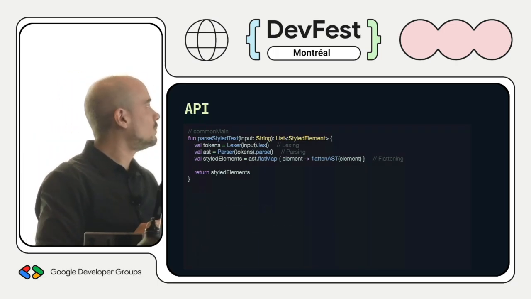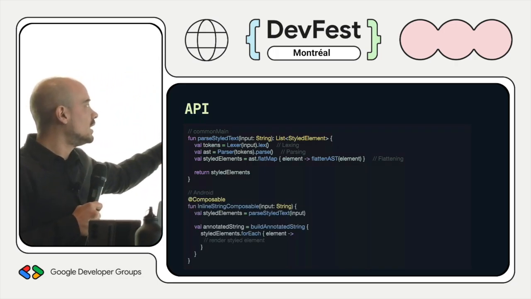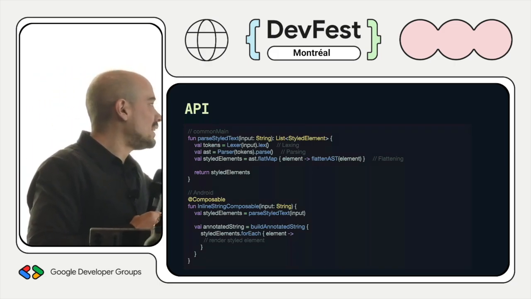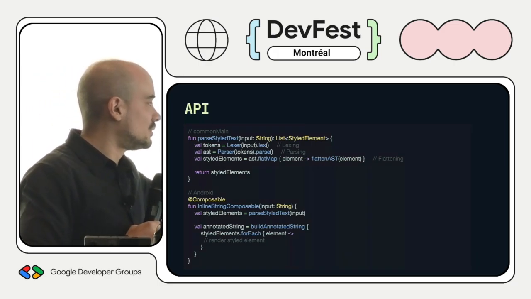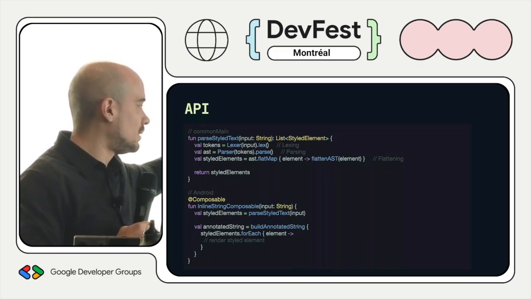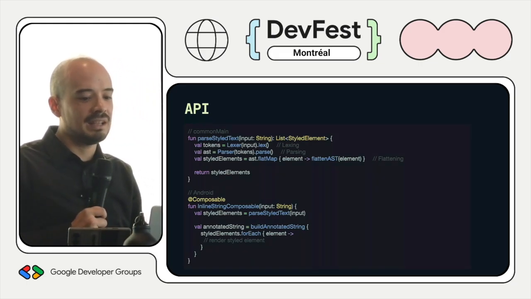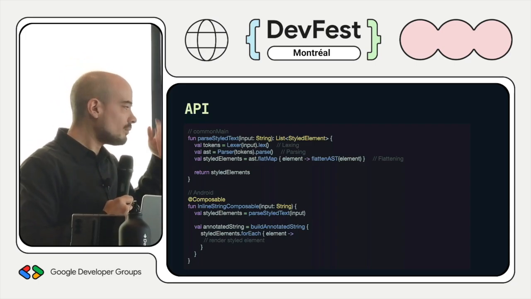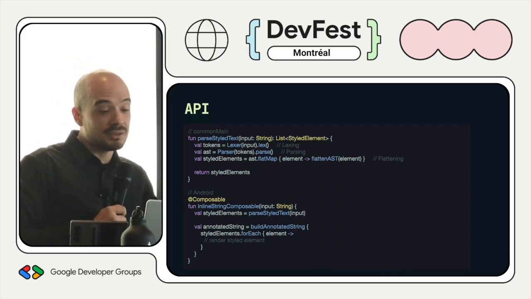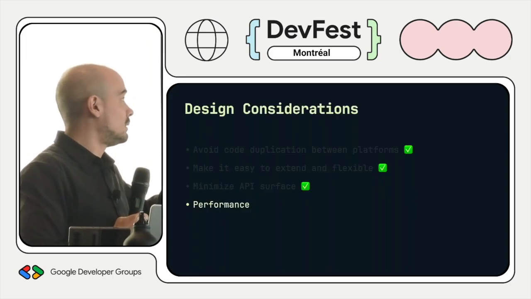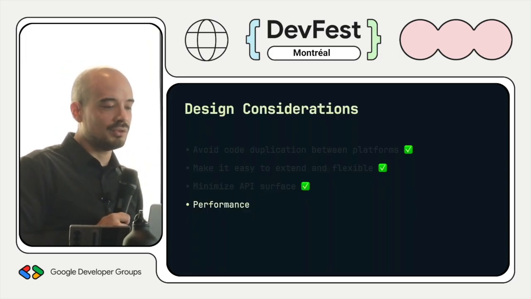And then, for example, this is for the Android part of it, we would have a composable that just takes an input string and then parses that style string, and then we can build the annotated string where we can just iterate over our entire list and render them depending on our rendering logic at that particular point. So that will be our entire library, but we still have more points to go to, which is the performance part.